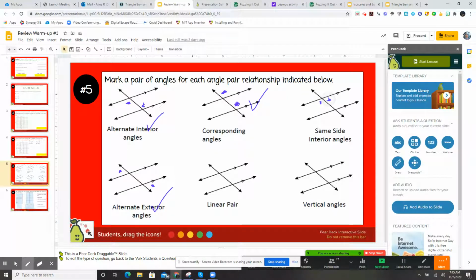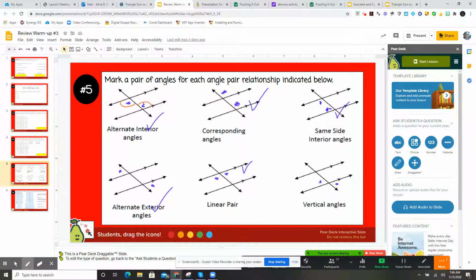So what if I do same side interior? Can I do that? No. What is that? Which one of the remaining choices is that? Are those vertical or linear? Linear. Those are linear, absolutely. So if I remove that guy and I put in one here, does that make it better? Are those same side interior? Yeah. Okay. And then vertical, can I do vertical like this? Yes? Okay.